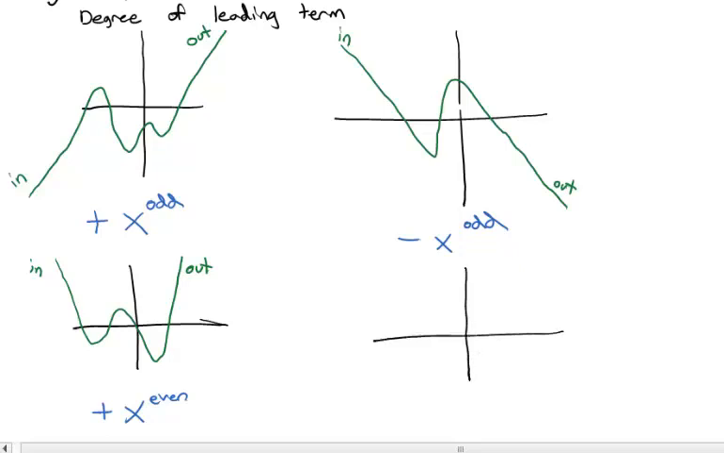Similarly, if it's negative x to some even power, it's going to flip over. So it'll come in from the bottom and wiggle around. Maybe it wiggles a lot. It's going to come in from the bottom and out on the bottom.